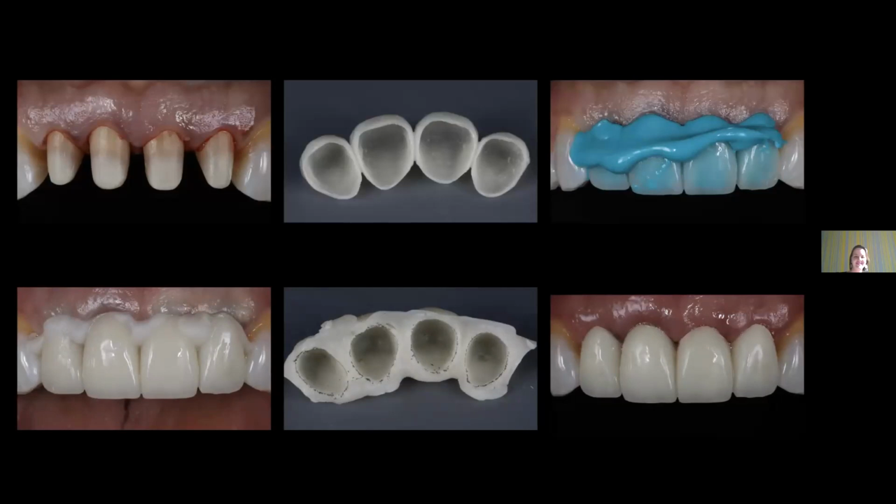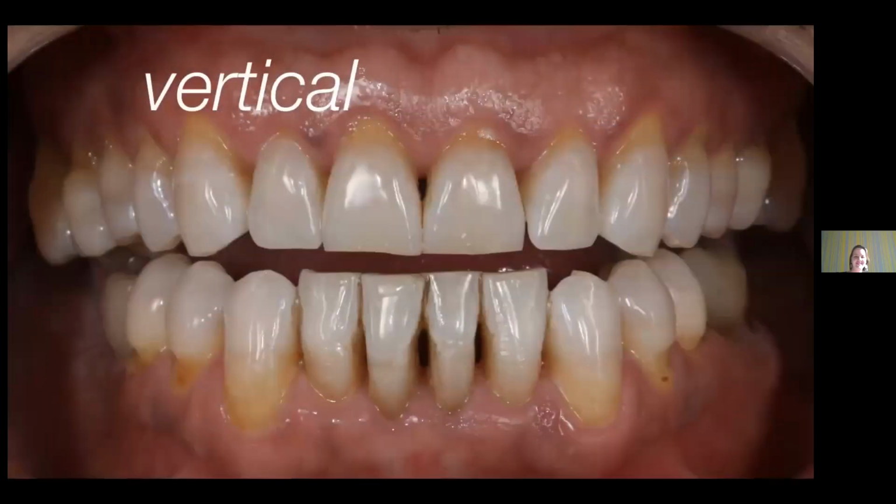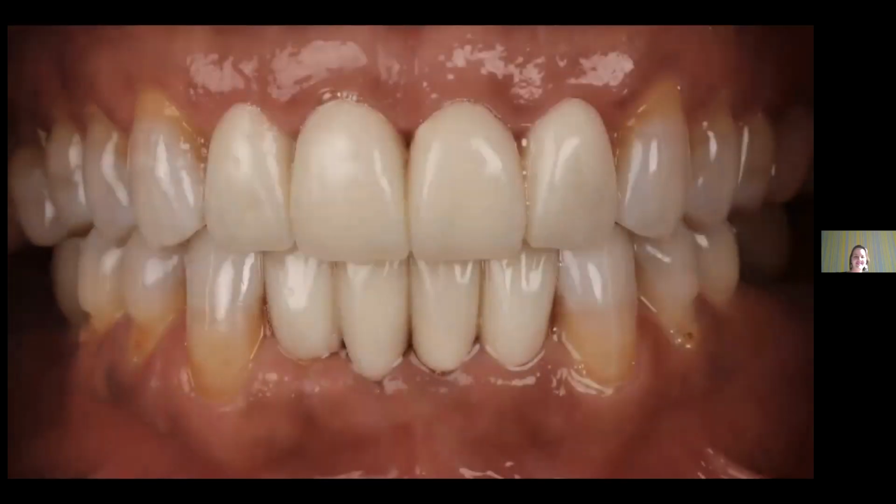And generally, we're going to wait between 1 to 3 months. Generally, about 2 months is a good time. But the temporaries look great. We've improved the aesthetics. And what you'll see is that there's now just a slight variation in the healing of the soft tissue. So this gives us an opportunity to correct it without re-preparing the teeth.